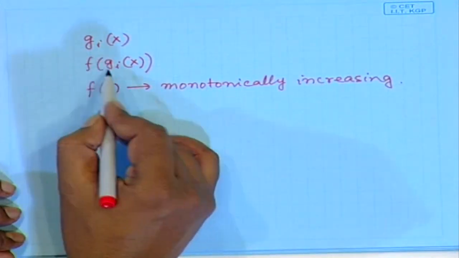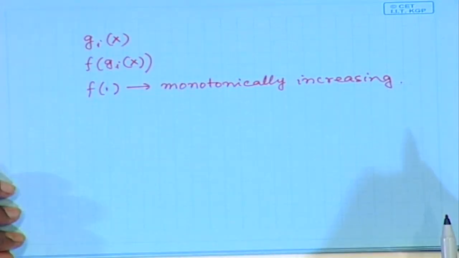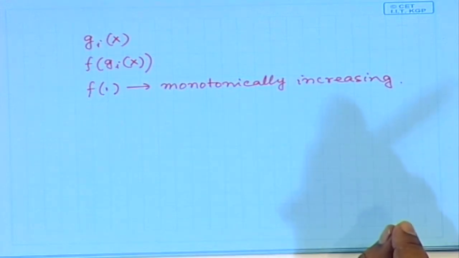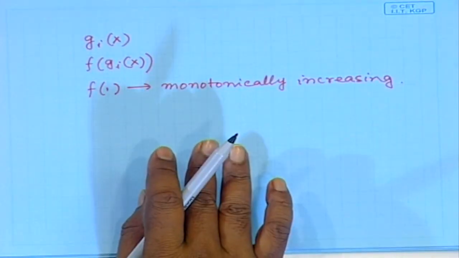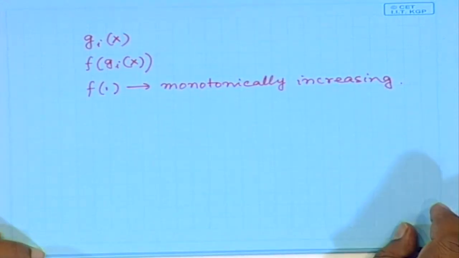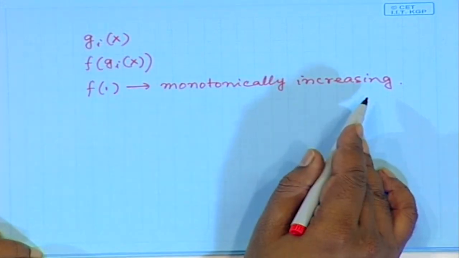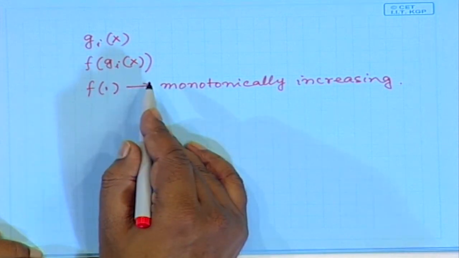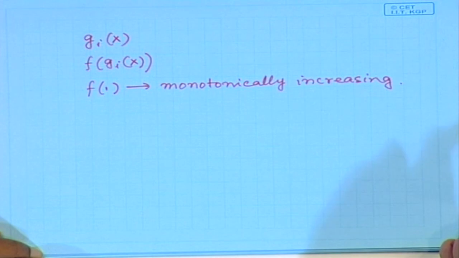Also, this f of g_i(x) will serve the same purpose as g_i(x), because f is monotonically increasing. For whichever i g_i(x) is maximum, for the same i f of g_i(x) will also be maximum. So, if I can identify g_i(x), then any monotonically increasing function f of g_i(x) will also serve the same purpose as a discriminant function.